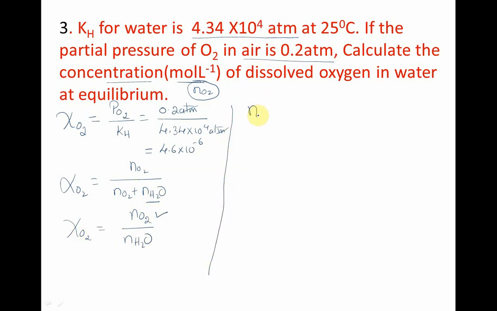Therefore, number of moles of oxygen is always equal to mole fraction of oxygen into number of moles of water, that is equal to 4.6 into 10 to the power of minus 6 into 55.55. Okay students, the answer we get is equal to 2.55 into 10 to the power of minus 4 mole per liter. Hence the answer we got.